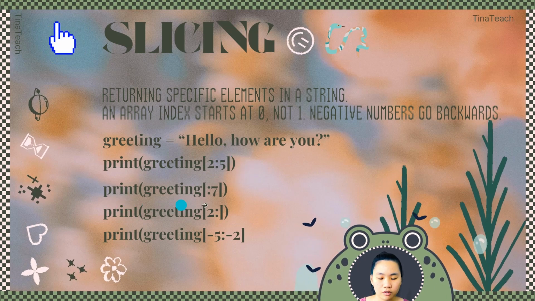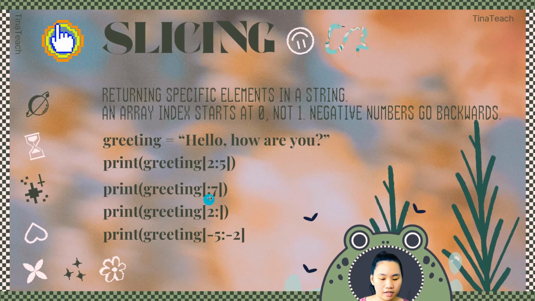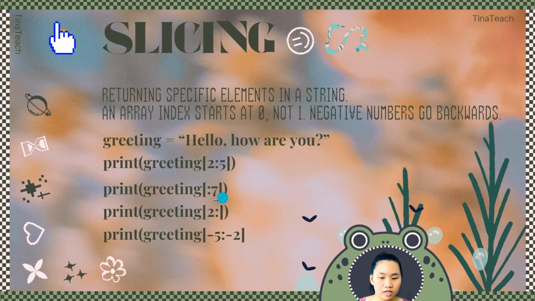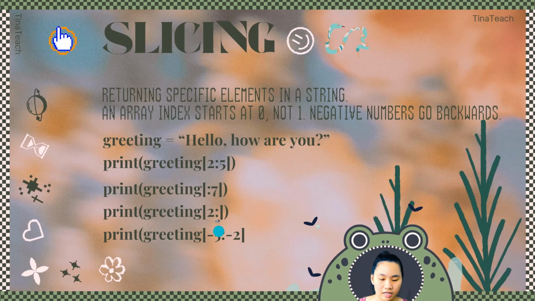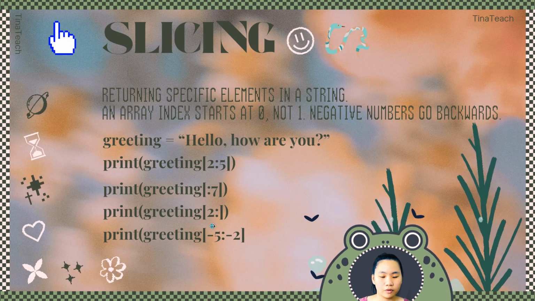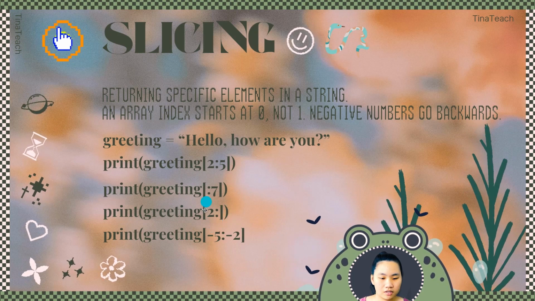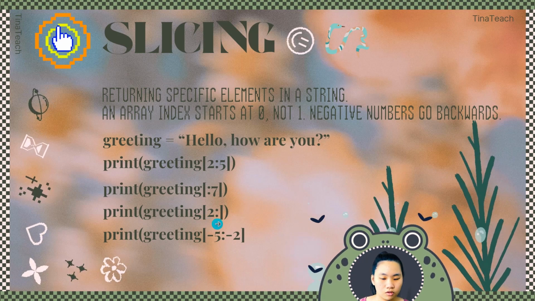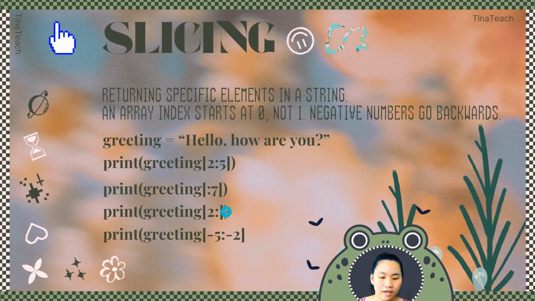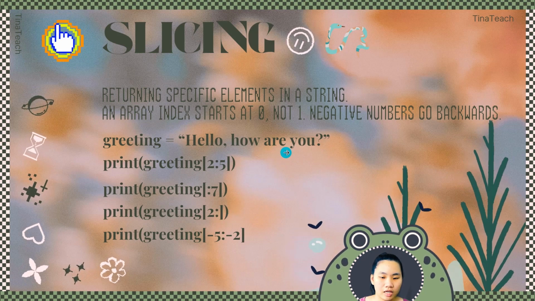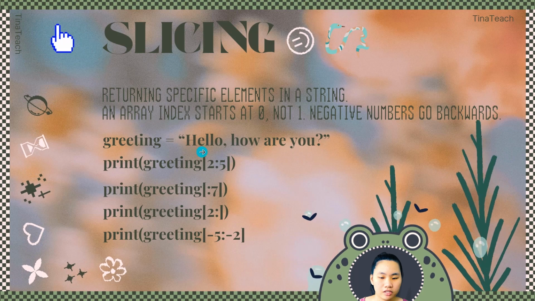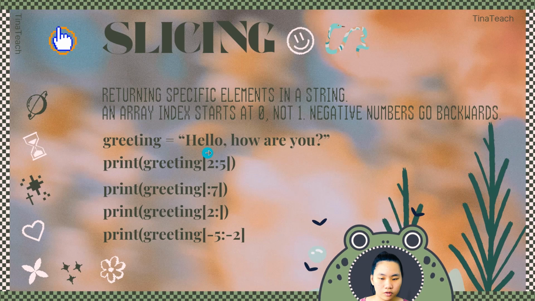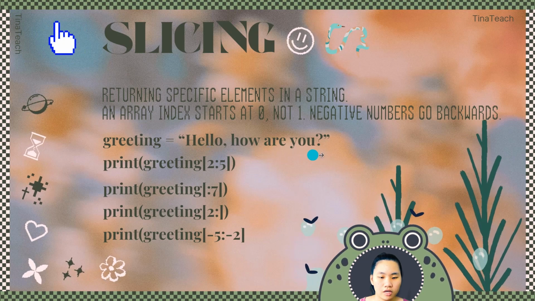Next up we have print greeting, and then there's nothing at the front. So when there's nothing at the front, by default it is 0. So 0 till 7, right? And it's the same with this example right here. If there's nothing at the front, the default is 0. Okay, and if there's nothing at the back, it means from index 2, so 0, 1, 2, L right here, all the way to the question mark.